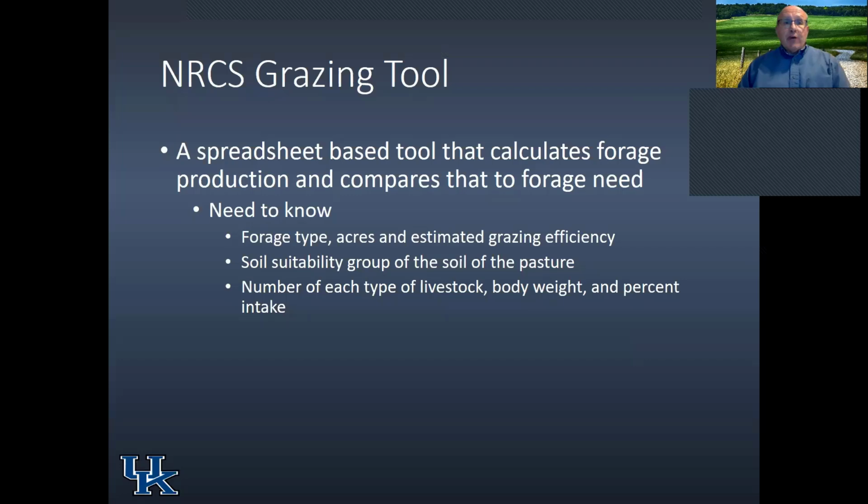Welcome back to PLS 510, and in this very short grazing video, I want to introduce you to the NRCS grazing tool, which is a spreadsheet-based tool that calculates forage production and compares that to forage need. I want to give you a brief overview about it and to explain how your assignment will work and how to submit it. But I will let you then go into the model itself and work through the scenario.